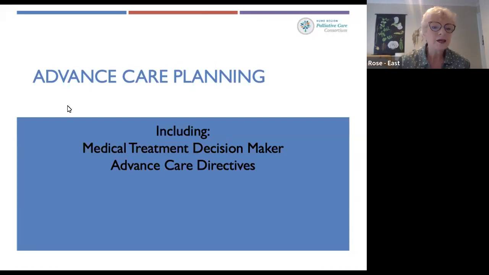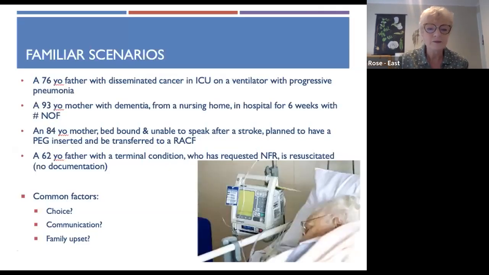So here we go. Advanced care planning, which includes medical treatment decision maker and advanced care directives. Now, you've all seen these scenarios, I'm sure, and this is partly why you're here. You get these classic cases that we see over and over again.